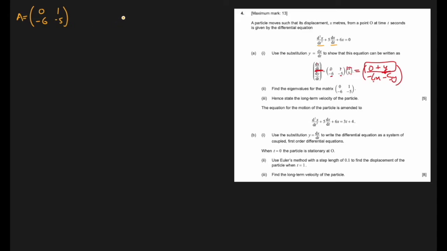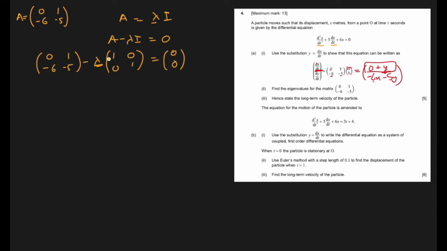So we want to convert this matrix A into lambda I, lambda multiplied with a unit matrix. So A minus lambda I is equal to 0. We write A, which is 0, 1, negative 6, negative 5, minus lambda times 1, 0, 0, 1, because this is a 2 by 2 matrix, equal to 0, 0. Our purpose is to find the eigenvalues. Combining these, it becomes 0 minus lambda, 1, minus 6, minus 5 minus lambda, equal to 0, 0.